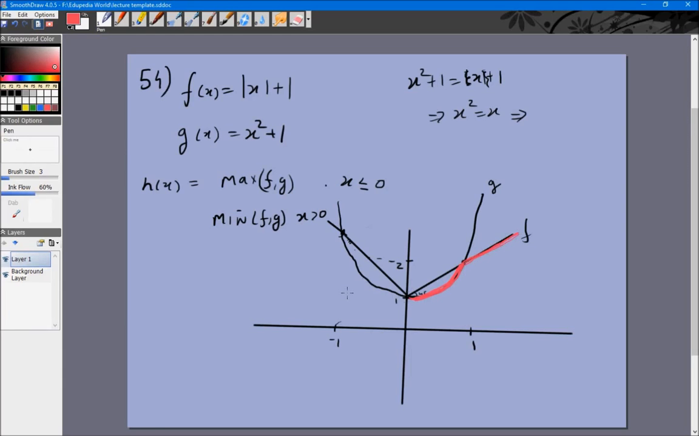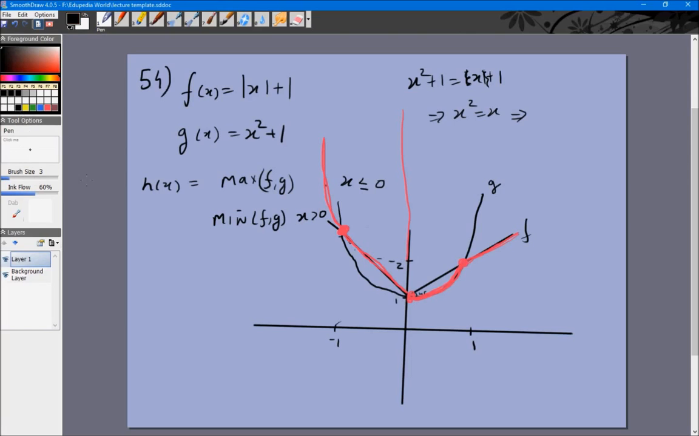Similarly, here, x less than 0, you need the maximum value. Between these two, f(x) has a higher value. So it will be this curve. And after this, g(x) overtakes f(x), so it will be this curve. Right. So this is the curve, and we can now see that it is not differentiable here. You can explicitly check as well. It is not differentiable here, and it is not differentiable here. These two are basically mirror images of each other. Right. This is all symmetric about the y-axis.